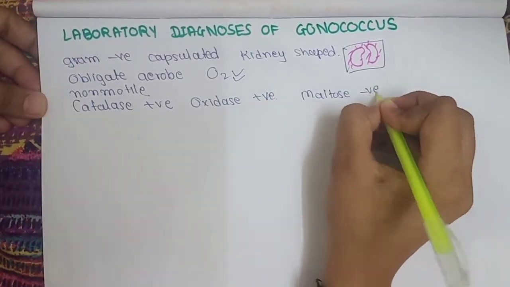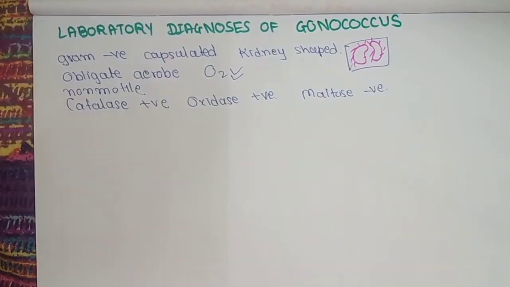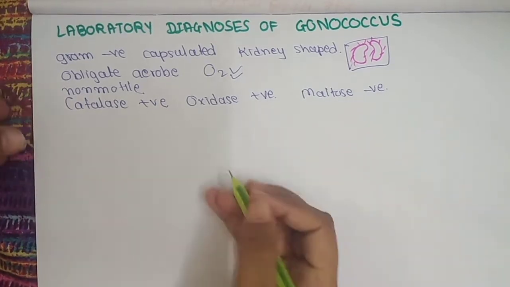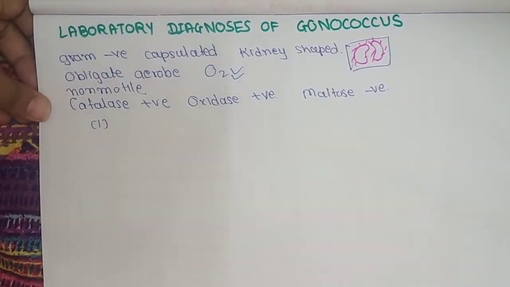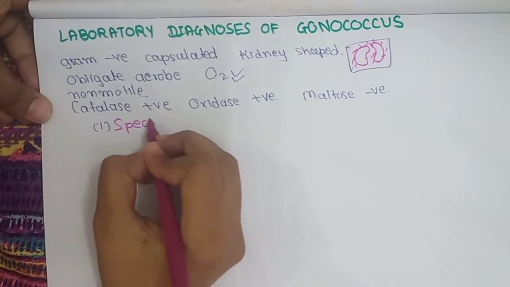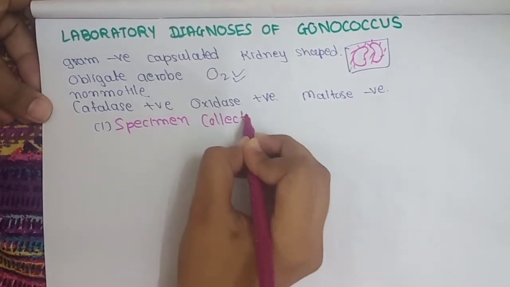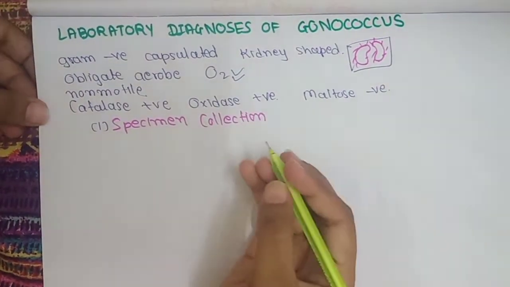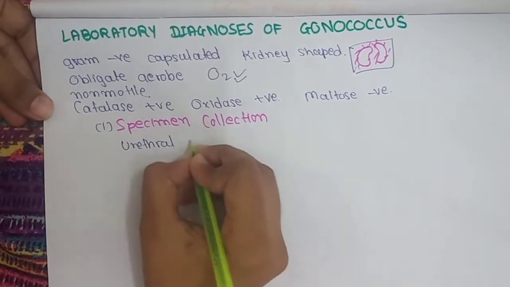We will talk about the methods of diagnosis of gonococcus. The first method is specimen collection, second is direct smear microscopy, third is culture, fourth is biochemical test, and the last is molecular method. First is specimen collection.